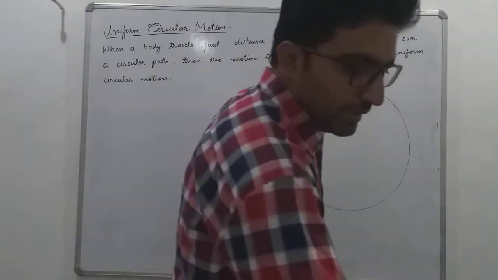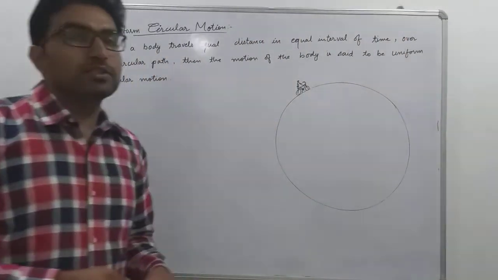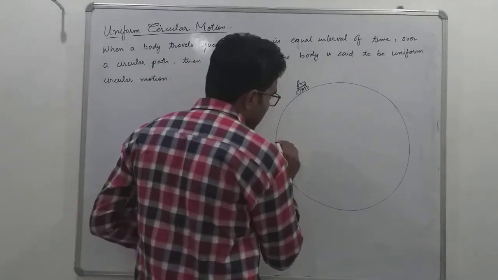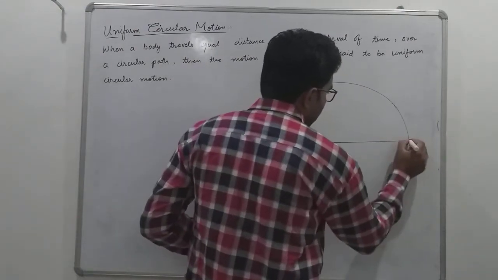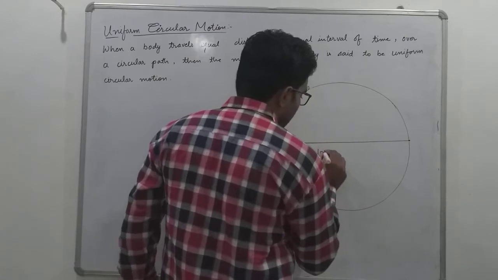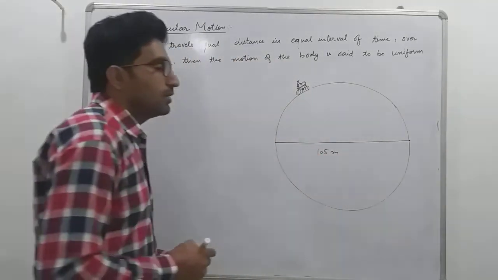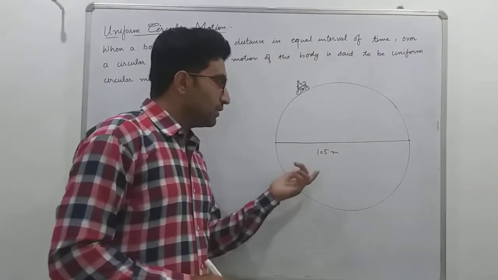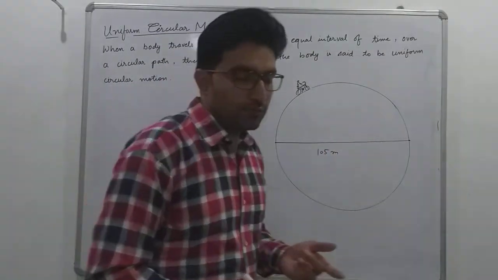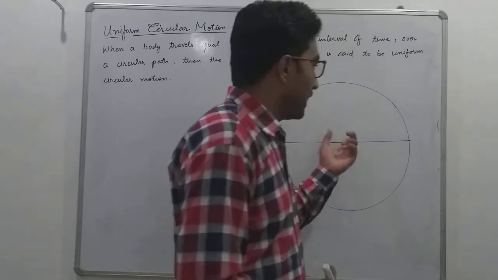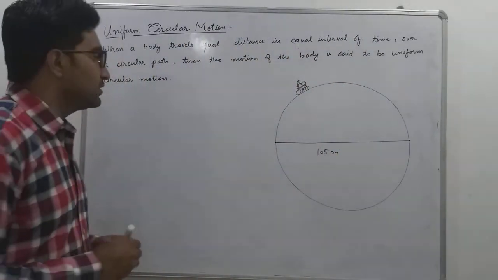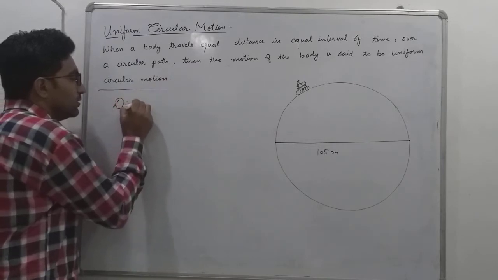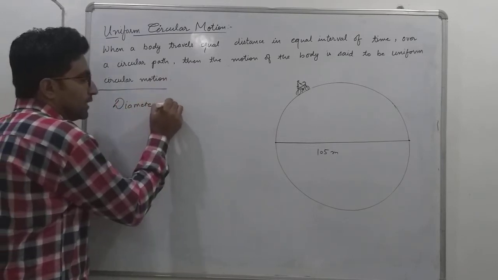The circular track has a diameter, sorry, diameter is given as 105 meters. The cyclist travels a circular track of diameter 105 meters in 5 minutes. So we have been given the diameter of the track.